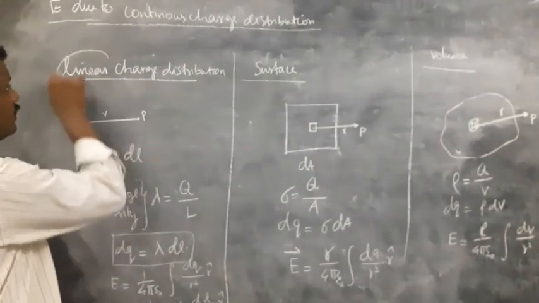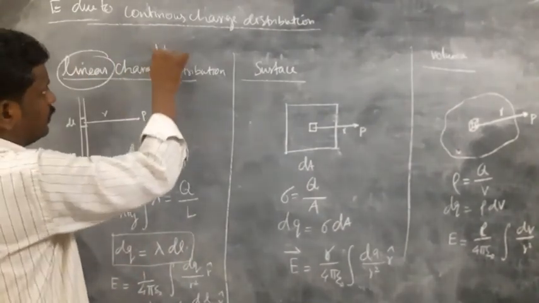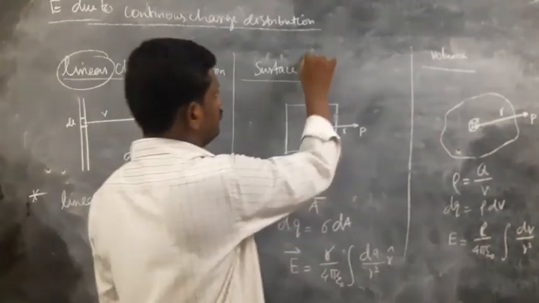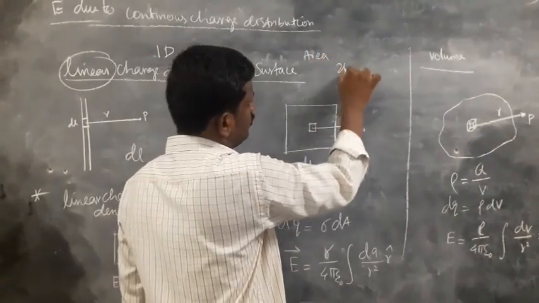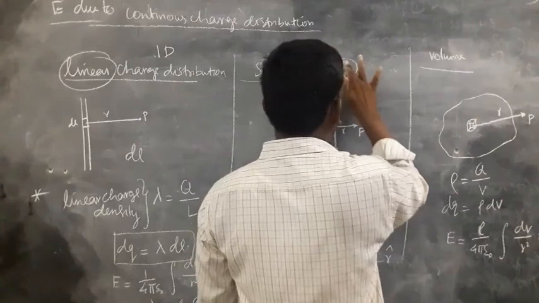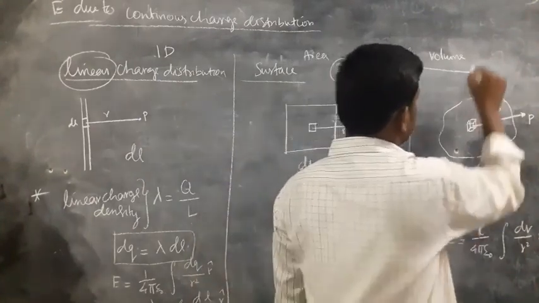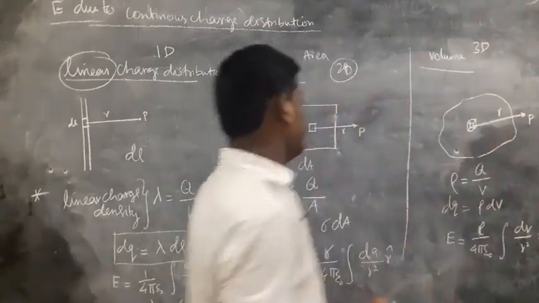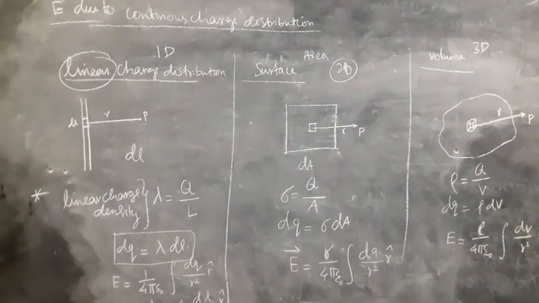Just differentiate linear charge distribution, surface charge distribution and volume charge distribution. Linear charge is a line charge, it's 1 dimension. Surface is an area, it's 2 dimension. Then volume is 3 dimension. These are all so easy to study if you differentiate linear, surface and volume like that.